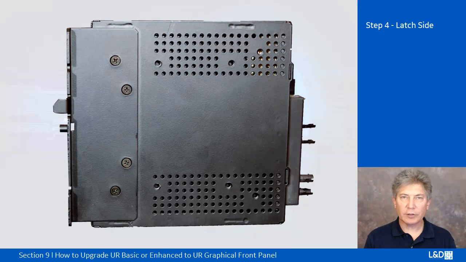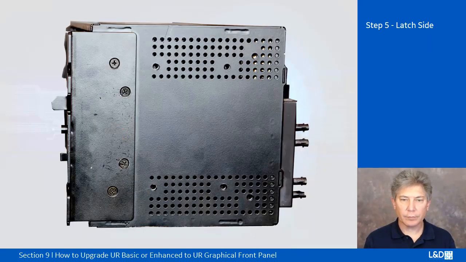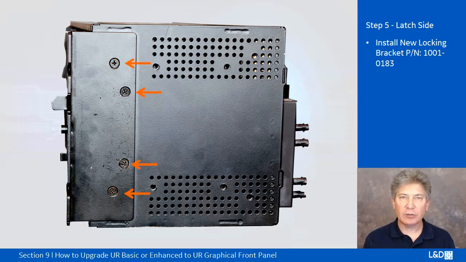Next, let's turn the relay clockwise, and on the right side, on the latch side, remove these 4 screws and remove the locking bracket. Attach a new bracket with part number 1001-0183 stamped on it using the same screws. Now the difference between this piece and the original is the additional guide pin.